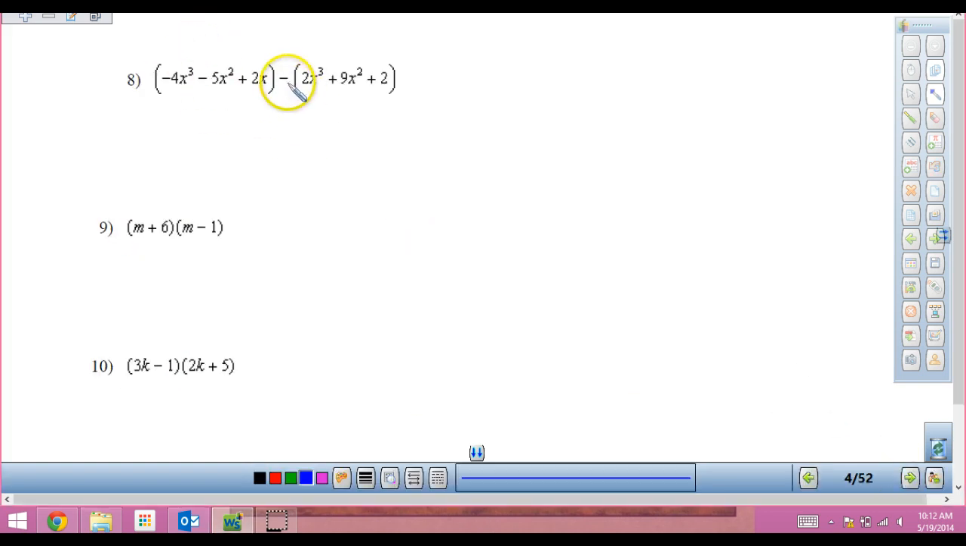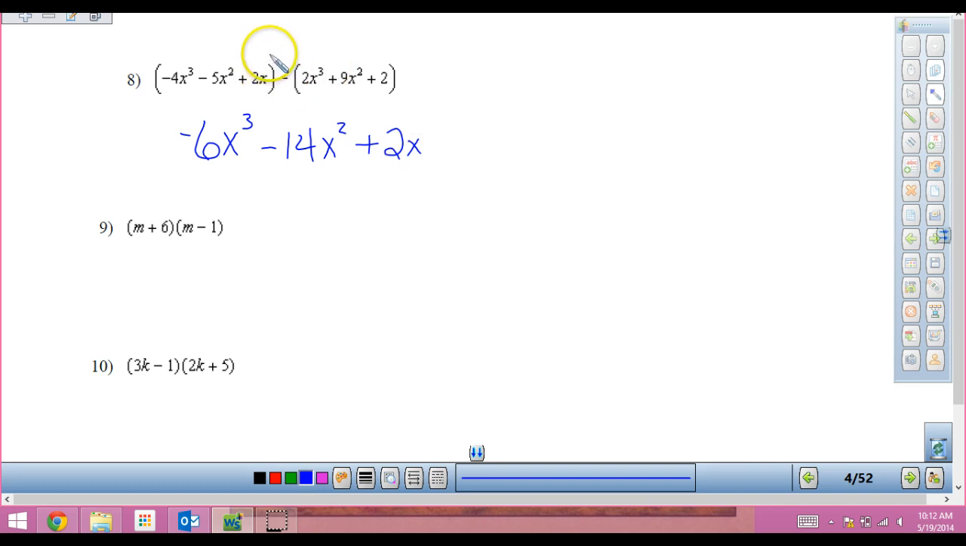Next one, now we have a subtraction sign. So negative 4x cubed minus 2x cubed, so negative 6x cubed. And then we have negative 5x squared minus 9x squared, so minus 14x squared. And then we have 2x minus nothing. There's no other x over there, so that just leaves us with our 2x.